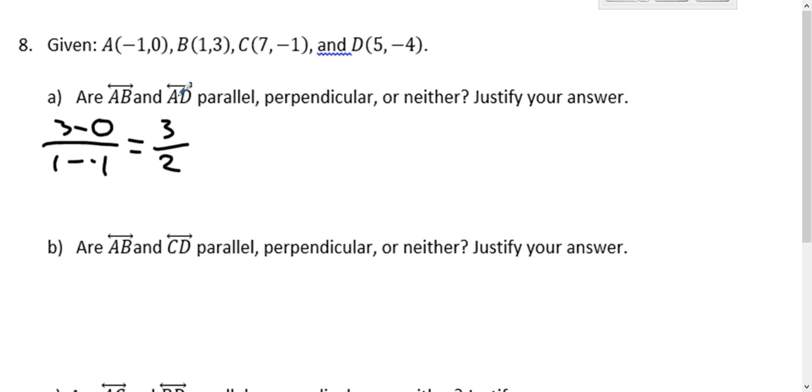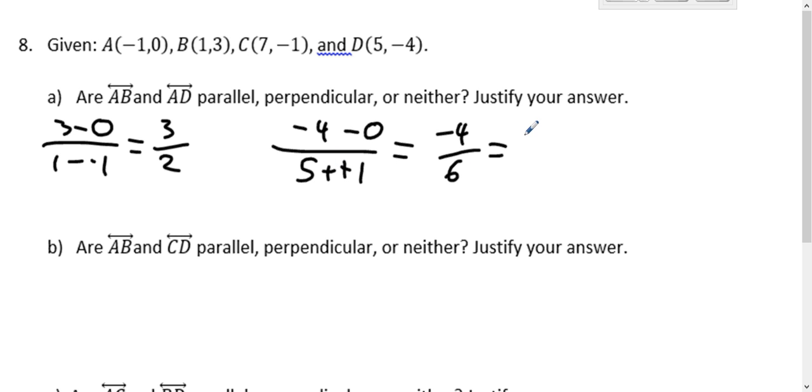And then for our other segment, AD, we're going to take the coordinates from D and A, so negative 4 minus 0 over 5 minus negative 1, which turns to addition, so that's negative 4 over 6, which you can reduce to negative 2/3. So 3 over 2, negative 2 over 3, those are opposite reciprocals, so they are perpendicular.